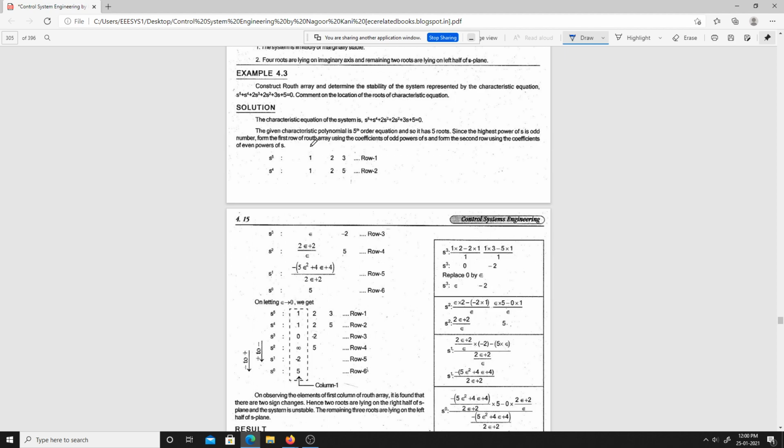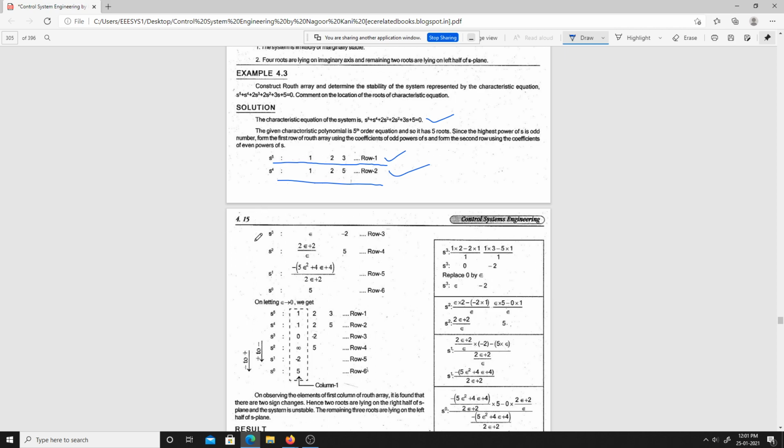So again, I'm going to construct the Routh array. The first two rows of the Routh array are readily available from this characteristic equation. Here, the highest power of s in this characteristic equation is odd. So the first row has the coefficients of the odd-numbered elements, and the second row has the coefficients of the even-numbered elements.